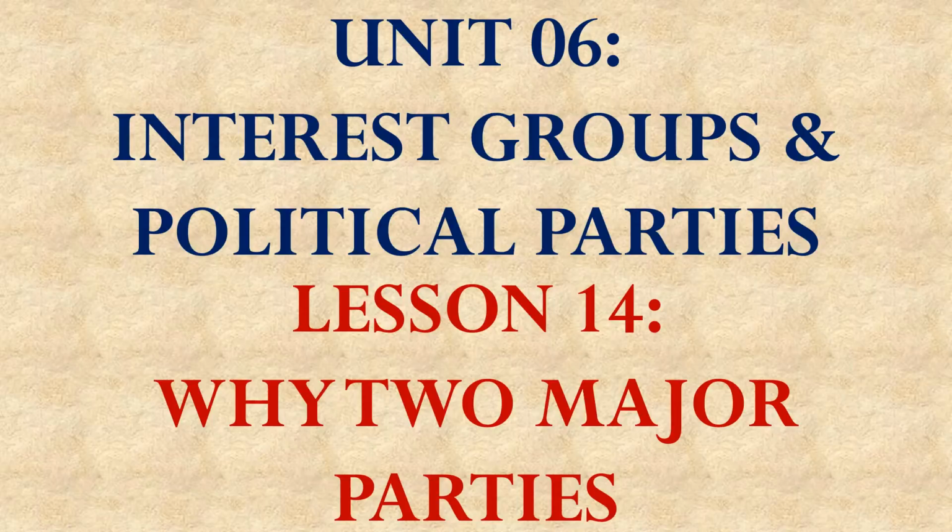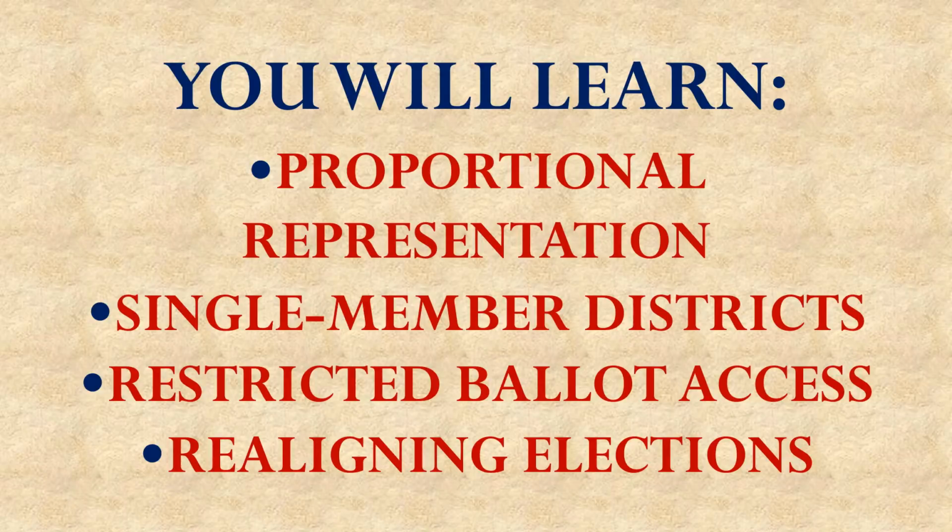And this is Lesson 14, about why there are two major political parties in the United States of America, rather than 3 or 4 or whatever. In this lesson, you'll learn about the concept of proportional representation, about the idea of single-member districts. You'll learn about restricted ballot access, and about realigning elections.